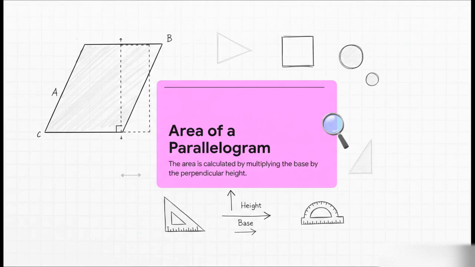And because of that clever little trick, the formula for its area is almost identical to a rectangle's. It's just the base multiplied by the height. Now, the key thing to remember here, and this is super important, is that we're talking about the perpendicular height, the straight up and down height, not the slanted side.